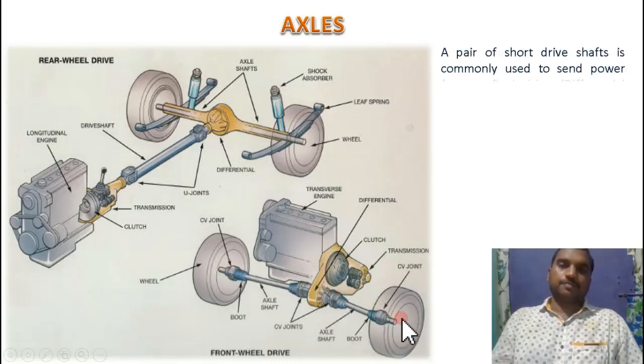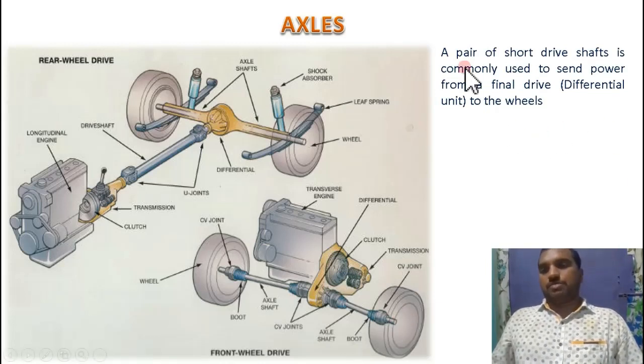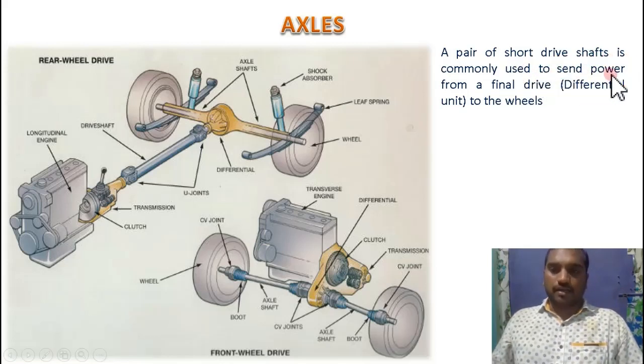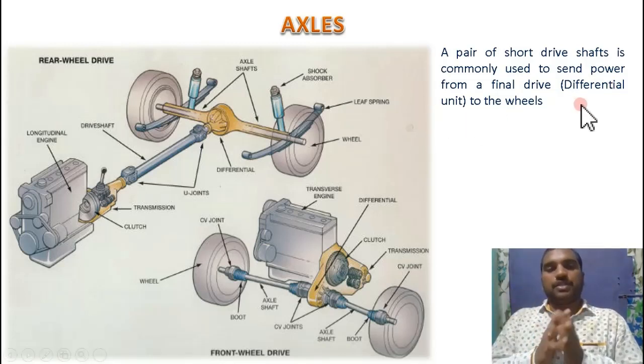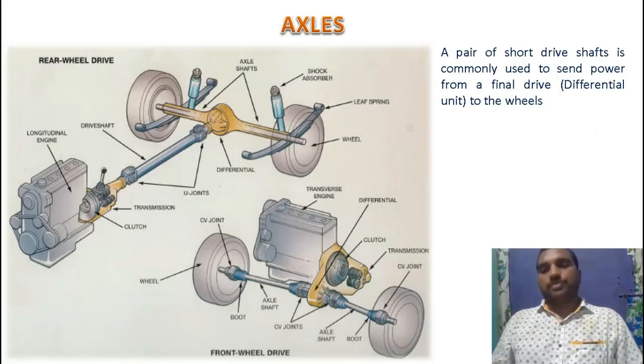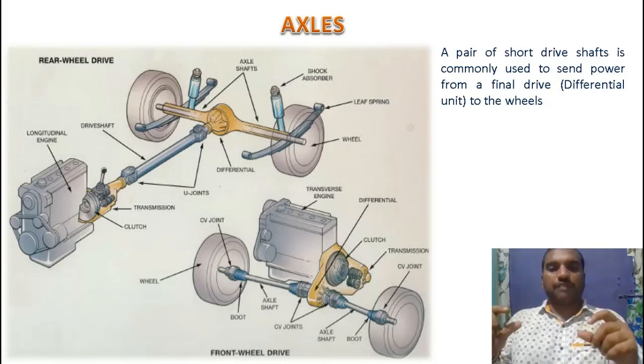Coming to the definition of the axle, a pair of short drive shafts is commonly used to send the power from a final drive differential. Final drive is nothing but the differential unit. Whatever power comes to the differential is equally distributed and supplied to the wheels through the shaft known as the axle, right?